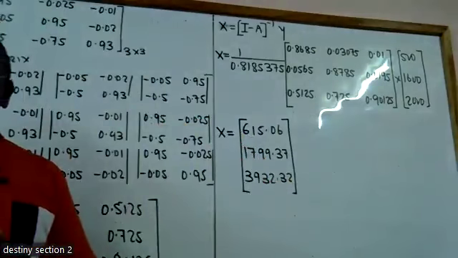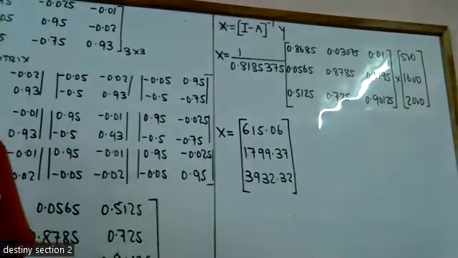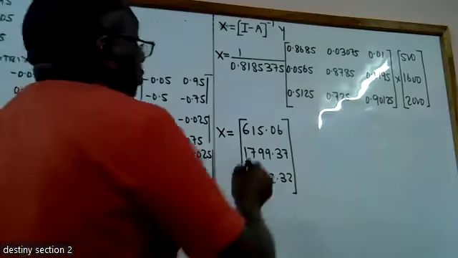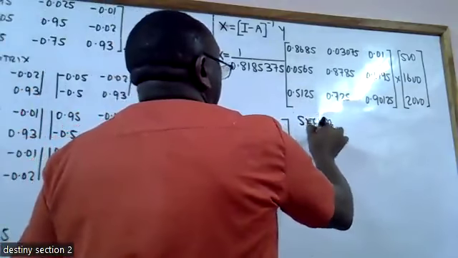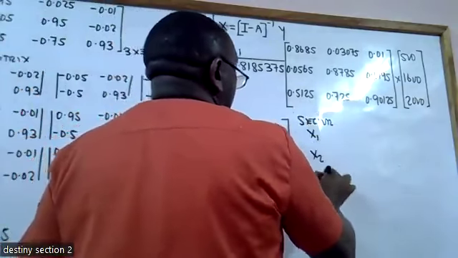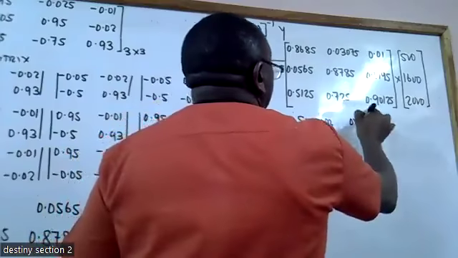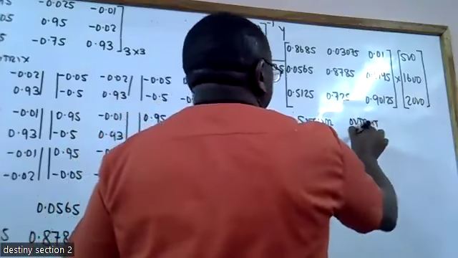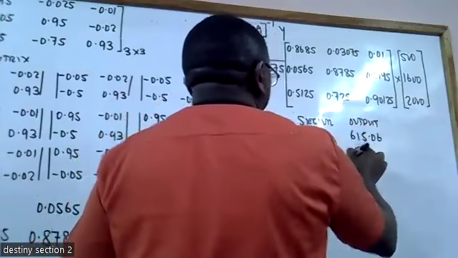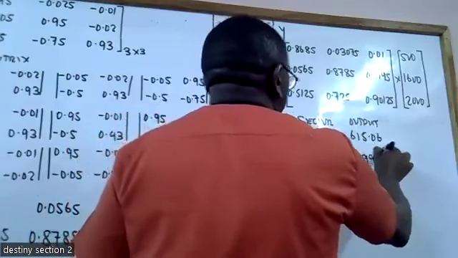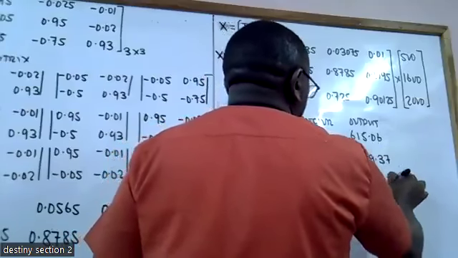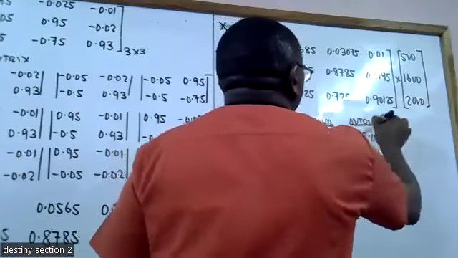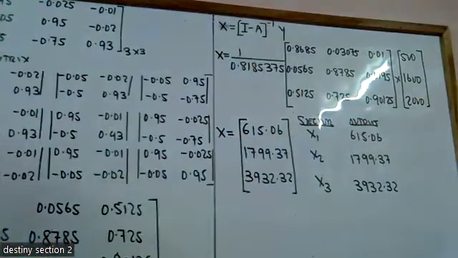So those are the results. So the output, so you can come now and summarize the same sector here. X1, X2, and X3. The output, this is 615.06, 1799.37, 39.32. That way. So those are the results.